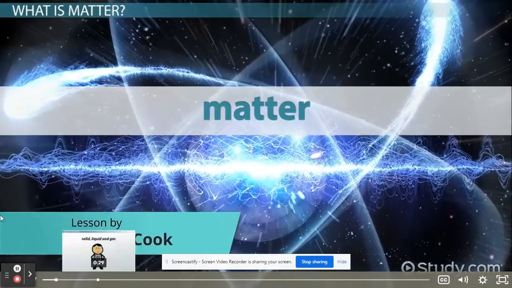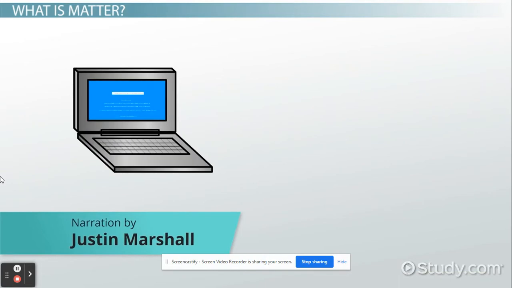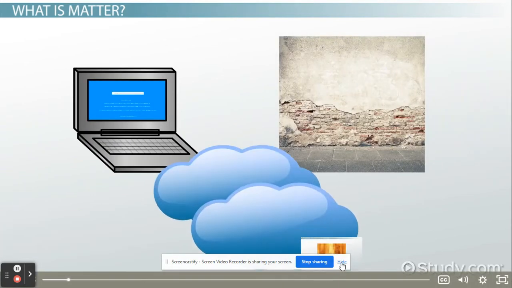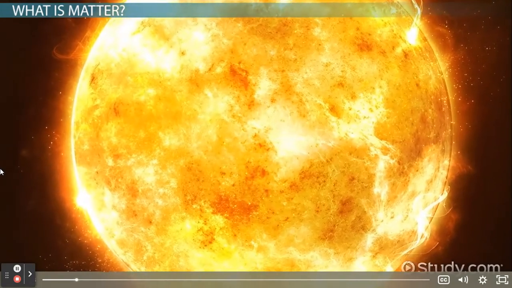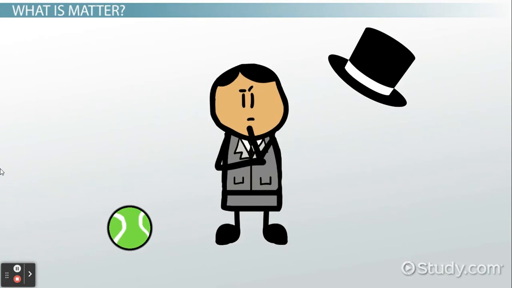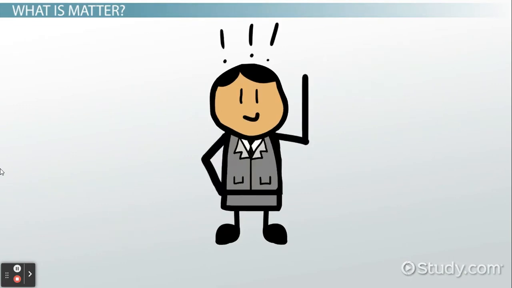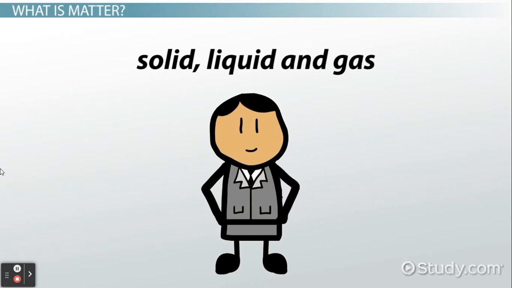Matter is all around us. It's all the stuff in the universe, anything that takes up space. Your computer, the walls around you, the clouds in the air, and the massive sun 92 million miles away are all made of matter. If you think about the things around you and how they look, act, and feel, you may realize that matter comes in different states: solid, liquid, and gas.